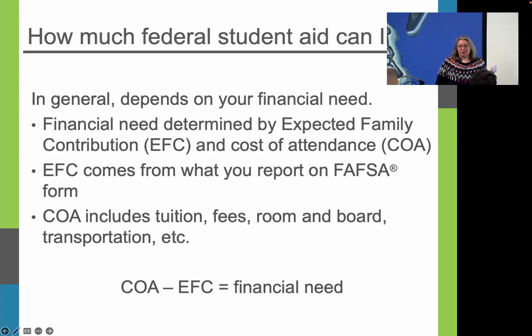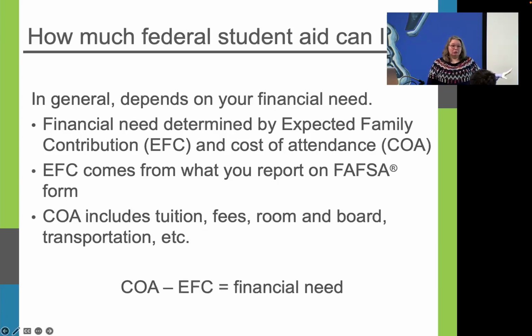What we do to determine what your financial need is, we take the cost of attendance from the program, and then we subtract your expected family contribution. And the cost of attendance includes things like tuition, fees, room and board, transportation, miscellaneous living expenses. Now, some of these things you're billed for, and some of these things you might not be billed for.